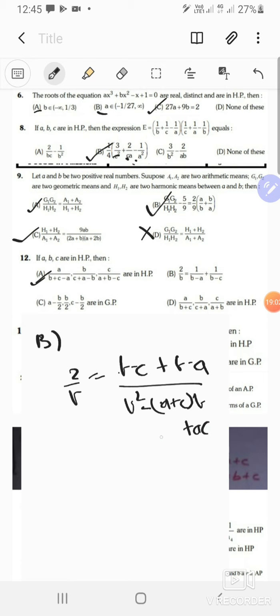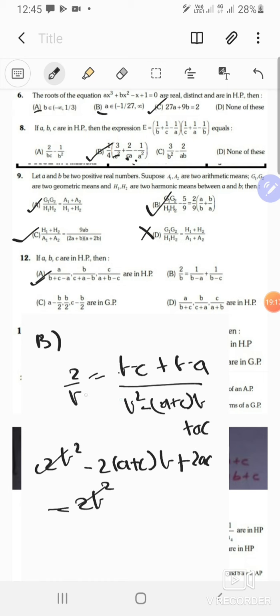Okay, so let's cross multiply. So that will give me 2b squared minus 2 times a plus c into b plus 2ac is equal to, well, you got b squared, that gives me 2b squared, so one of them cancels, fine. And then you got minus of a plus c into b, so one of them cancels, once again, so got rid of that 2. So what does that give me? That gives me 2ac is equal to a plus c into b, which looks correct, you know.